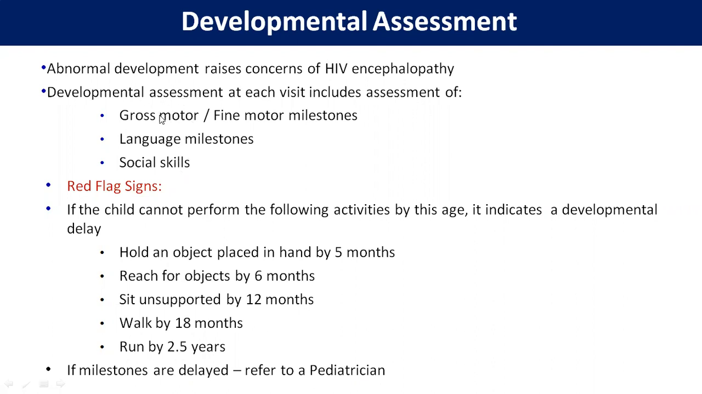Gross motor means head control, sitting with support, then without support, then crawling and creeping, turning from prone to supine, supine to prone, then cruising with the furniture. He can get up holding the furniture, then walk 1-2 steps, then walk independently, then walk backward, sideward, then run, then jump, then hop, then skip, and then ride a tricycle. All those are gross motor.